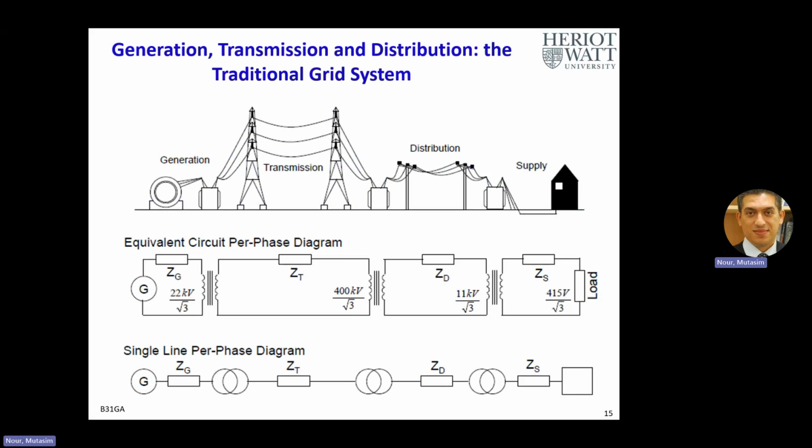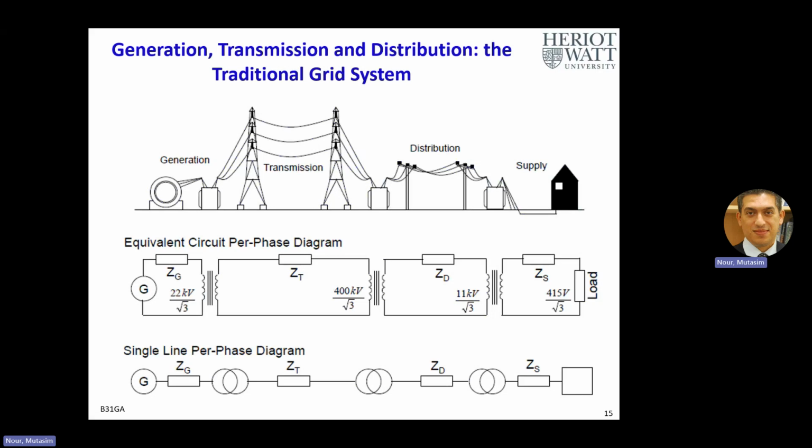Normally, we don't keep it like this. We like to come up with an equivalent circuit. In the equivalent circuit, this is a generator. It has an impedance, Z. This is a transformer, which also has an impedance, ZT. This is the second transformer, stepping down from 400 kilovolt to 11 kilovolt. Another impedance, ZD, is the impedance of the distribution part. And finally here we have the load.